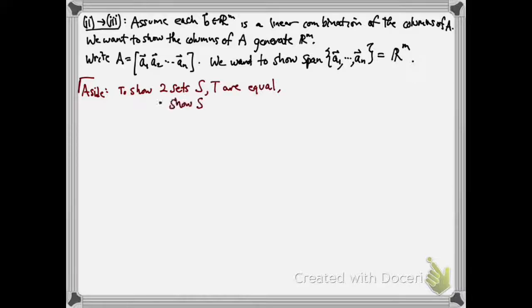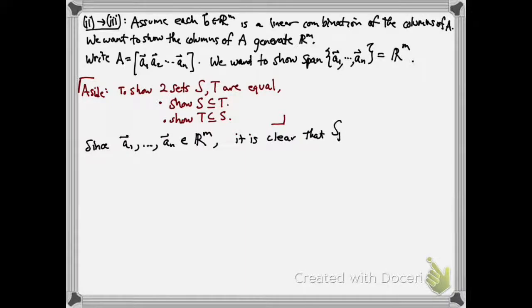So just recall, if I want to show two sets are equal, so two sets S and T, there are two parts to it. We need to show that S is a subset of T and T is a subset of S. Okay, and so that's what we're going to do.